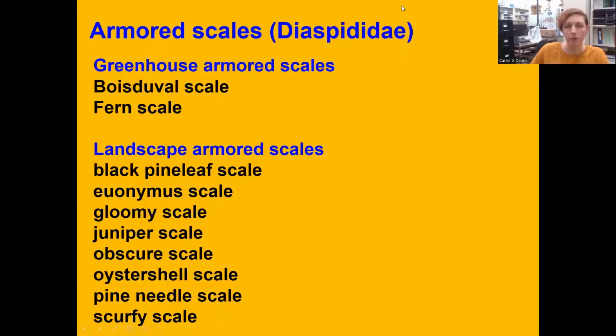So we're going to talk about these armored scales, which are very similar in biology, but there are some key differences between armored scales and soft scales. So this is the Diaspididae family. In terms of greenhouse pests, the 2 main species are the Boisduval scale and the fern scale. And then, of course, there's a much longer list of armored scales that can infest various landscape plants.